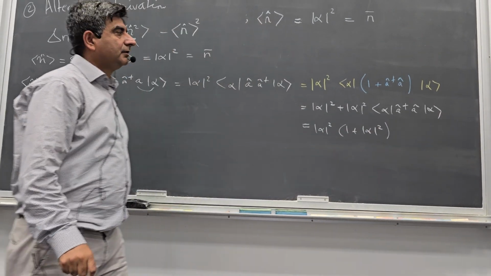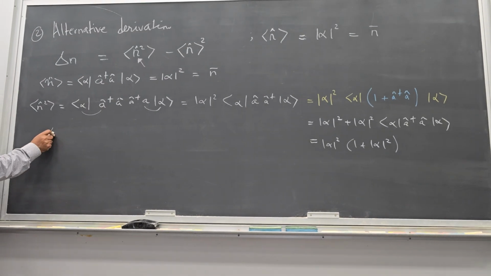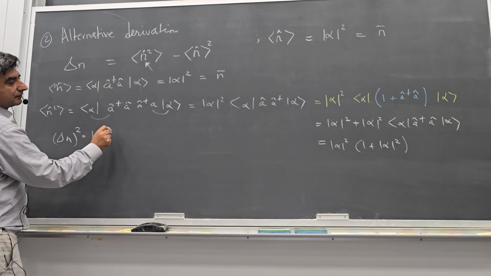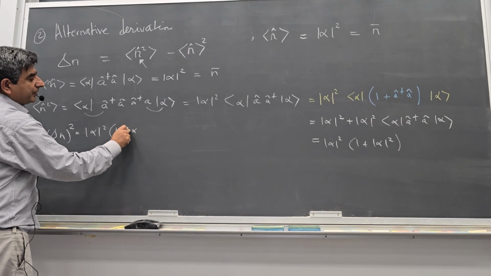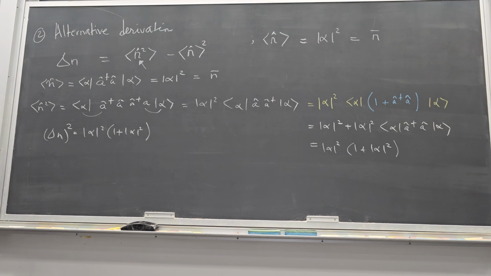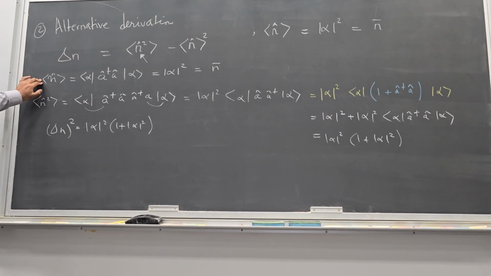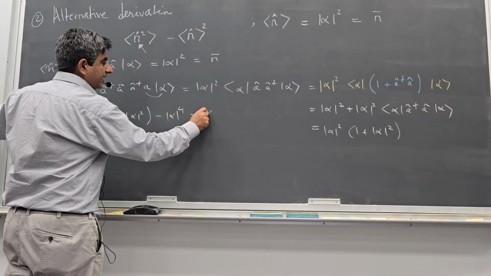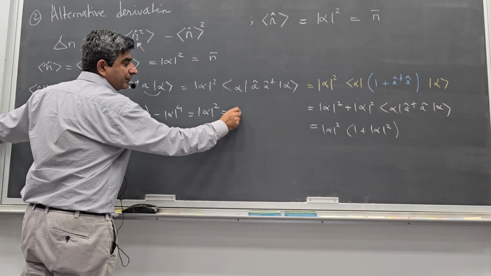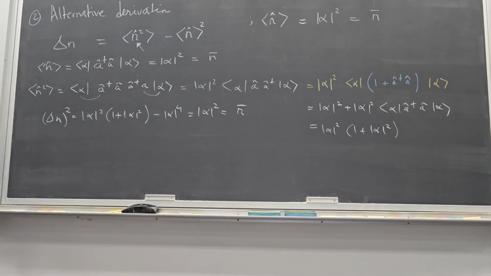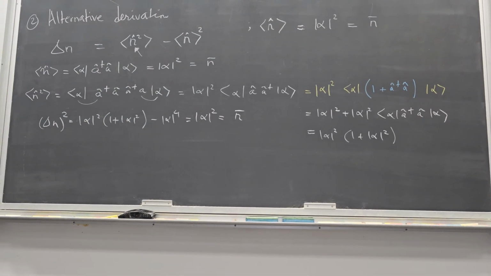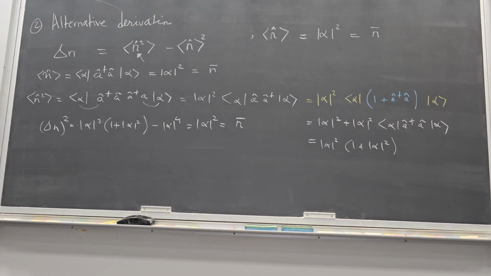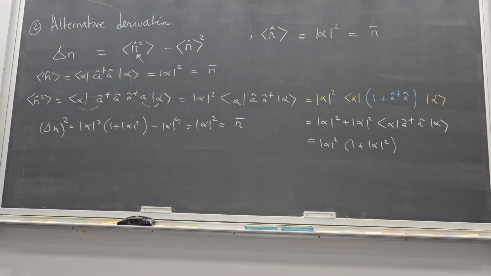Right. So now delta n squared is this thing, |alpha| squared times (1 plus |alpha| squared), minus the square of this, which is |alpha| to the 4, where |alpha| squared is n. So the uncertainty is the square root of this. So I get exactly the same result. Alright?